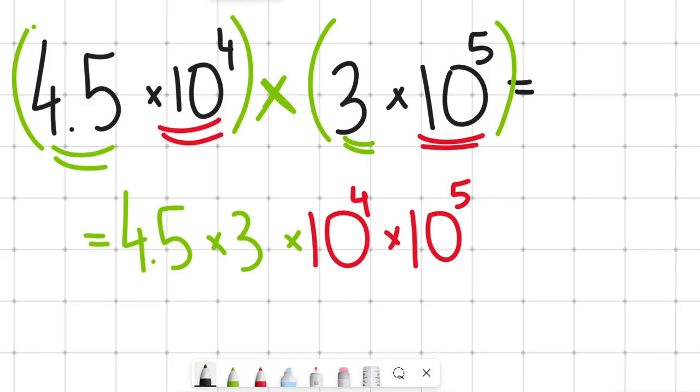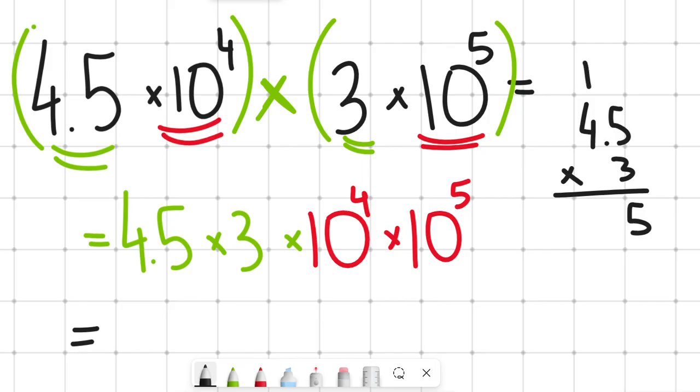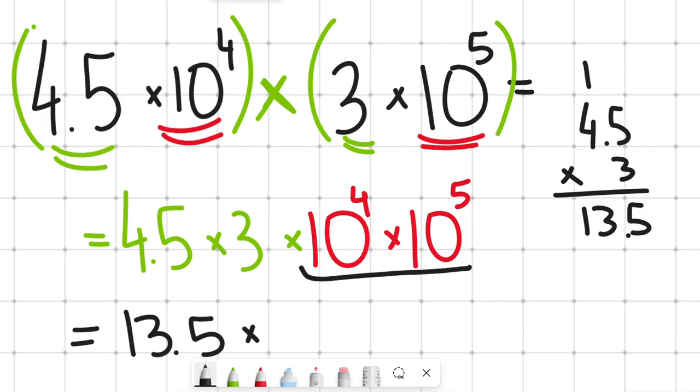So what we do here is 4.5 multiplied by 3. Let's do it quickly. 3 by 5 is 15, 5 and 1. 3 by 4 is 12 plus 1, 13. So the answer will be 13.5 times, here we have 10 to the power of 4 and 10 to the power of 5. We know that the rule is to add the exponents. So it will be 4 plus 5, which is 9. But guys, we need to double check now. Is our answer in scientific notation, or is there something else that we need to do?